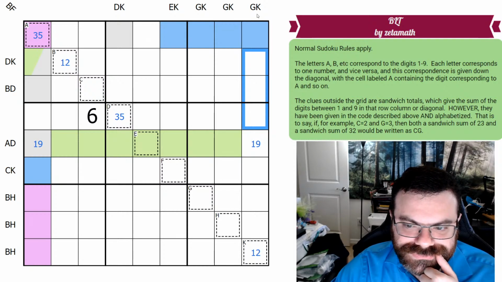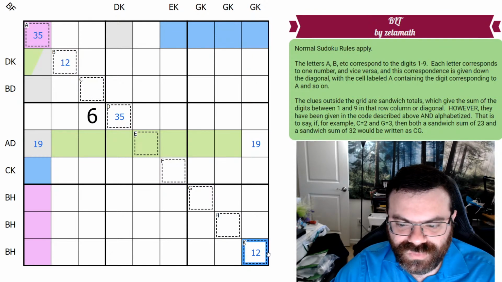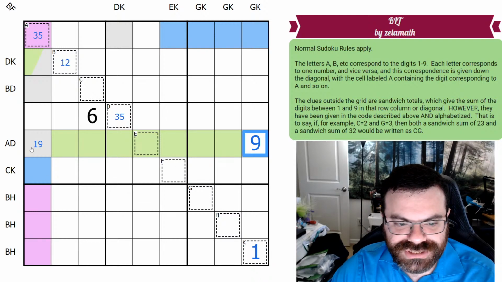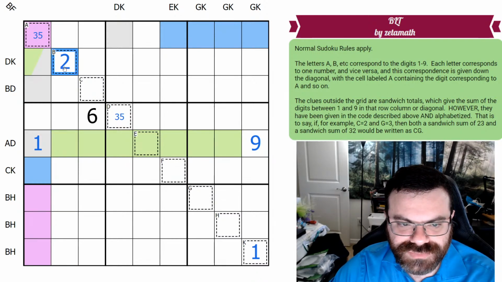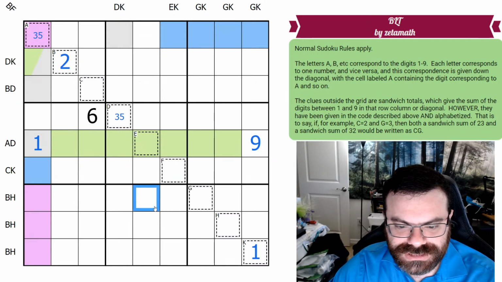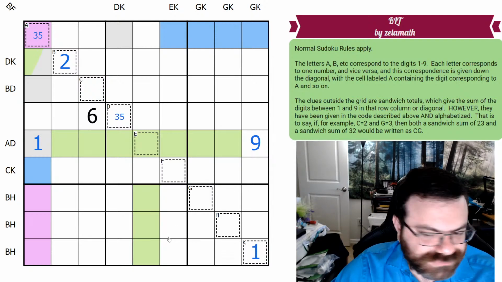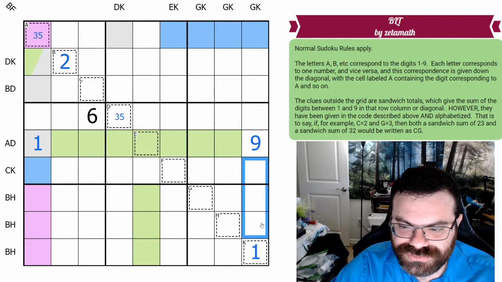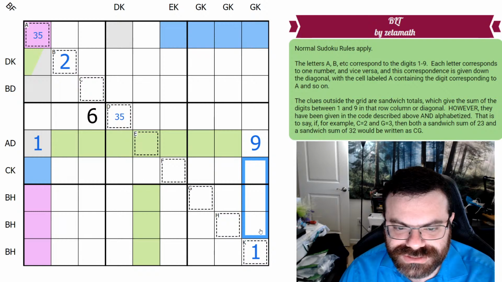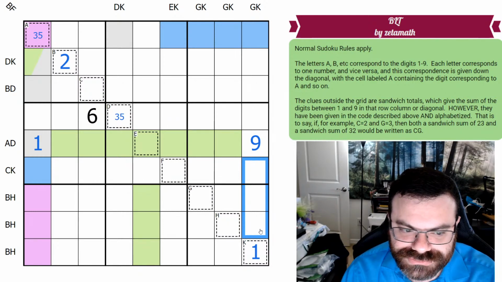So K is 1. Actually gives us our seed of 1 and 9. B is 2. So now we know that there's no 1s or 9s down this middle. So we have 1, 2, 3, and 5 used up. We could be 14, 16, 17, or 18.